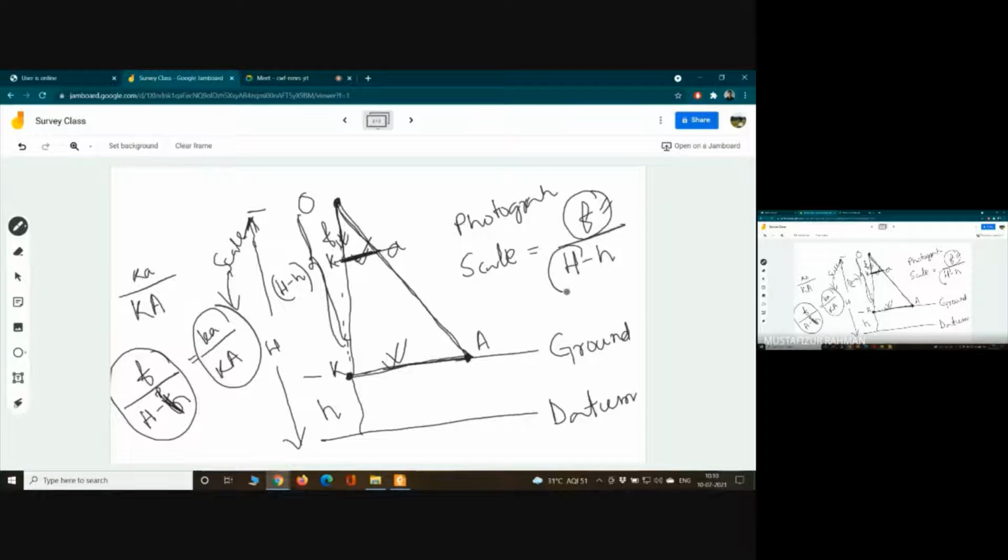What is capital H? Capital H is the RL or elevation from the datum of this exposure point, from where we are taking the survey, from where we are taking the pictures. And what is small h? Small h is the RL of this ground point. Okay, so that is what we are doing here.